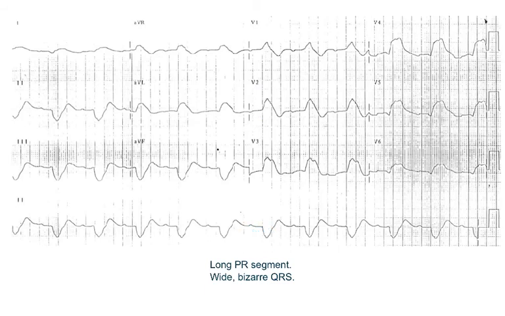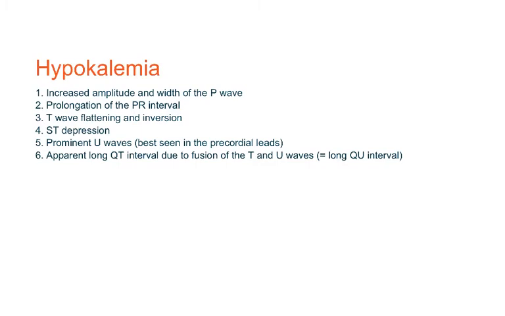Normally, the PR segment should be between 3 to 5 small boxes, but if we count here, it is almost 7 boxes. In hypokalemia, the amplitude and width of the P wave is increased instead of the T wave. In fact, the T wave is flattened or inverted in hypokalemia rather than being tall and peaked. The PR interval is prolonged in both hyper and hypokalemia. Also in hypokalemia, you will notice ST depression, prominent U waves, and the QT interval will be prolonged because the T waves and U waves are fused together.